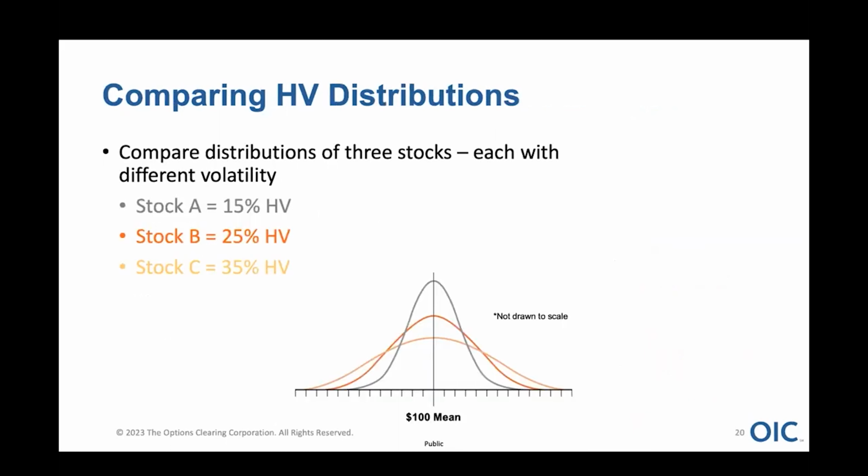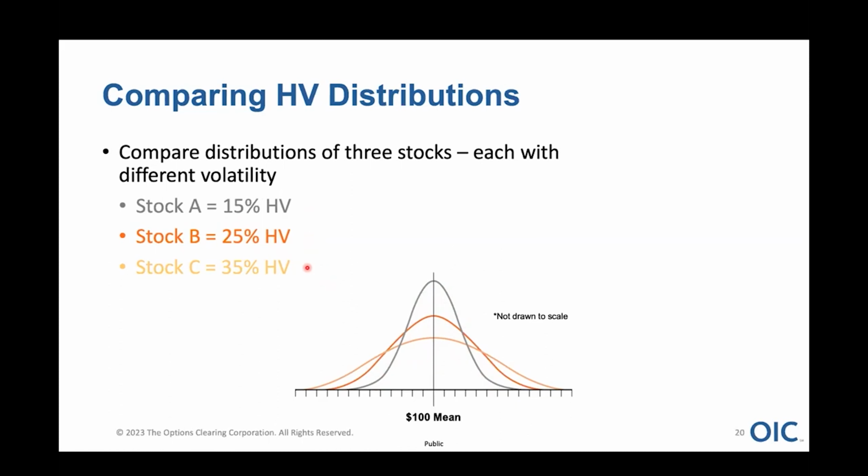So let's look at comparing different historical volatility distributions. So we have three stocks here: stock A, stock B, and stock C. And each trades at a different historical volatility. Stock A is the least volatile. It trades at a 15% historical volatility. In other words, it has the least amount of fluctuation around the mean price here. Stock B is a little more volatile at 25%. Stock C is the most volatile at 35%.